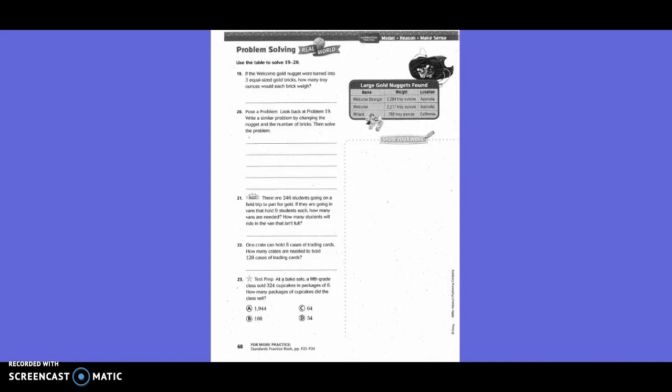Problem solving. Use the table to solve 19 through 20. If the welcome gold nugget were turned into 3 equal sized gold bricks, how many troy ounces would each brick weigh? So we said that the welcome gold nugget weighed 2,217 troy ounces. So we took that divided by 3 and got 739. Crossed out number 20. Number 21, hot problem.